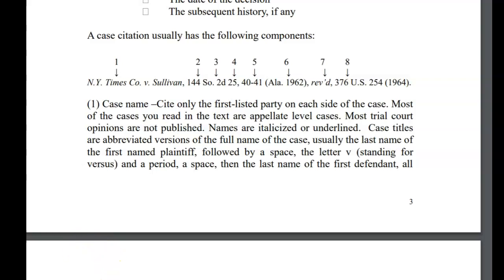When you take a look at 7 and 8, that's providing you the subsequent history and the subsequent history citation. So after the date, there may be some, again, subsequent legal history. This explains what happened maybe to the case on appeal to a higher appellate court. In this case, the Sullivan case, this information shows us that it was appealed from the Alabama Supreme Court to the United States Supreme Court. What happened there? The case was reversed.